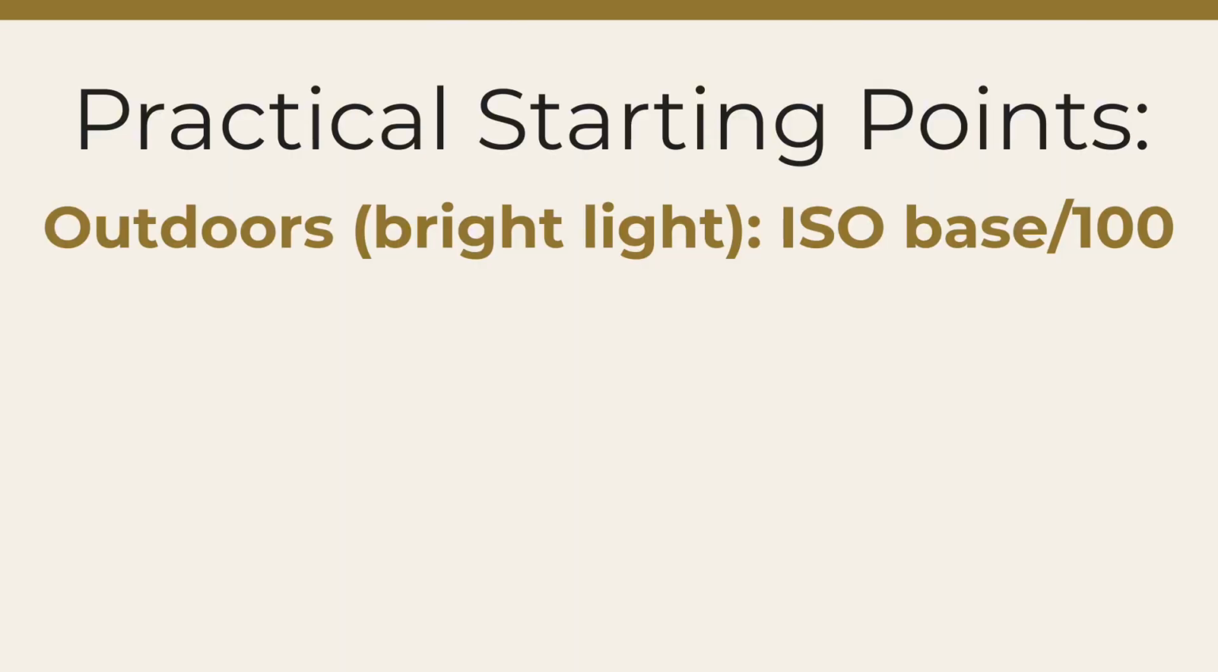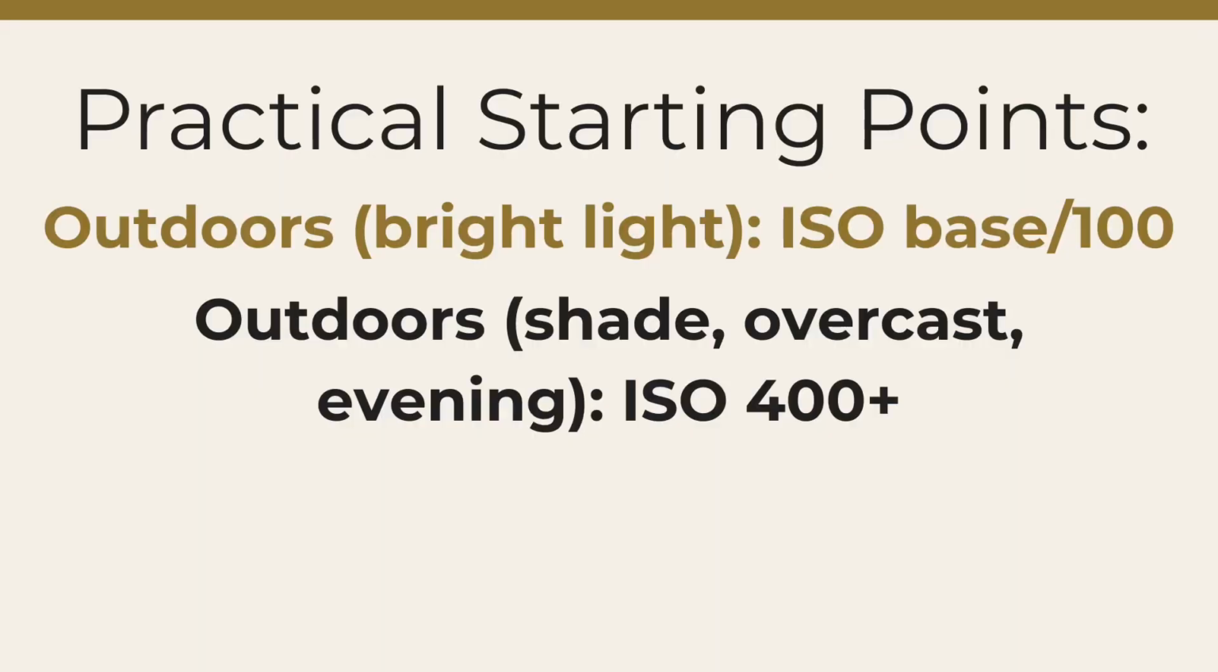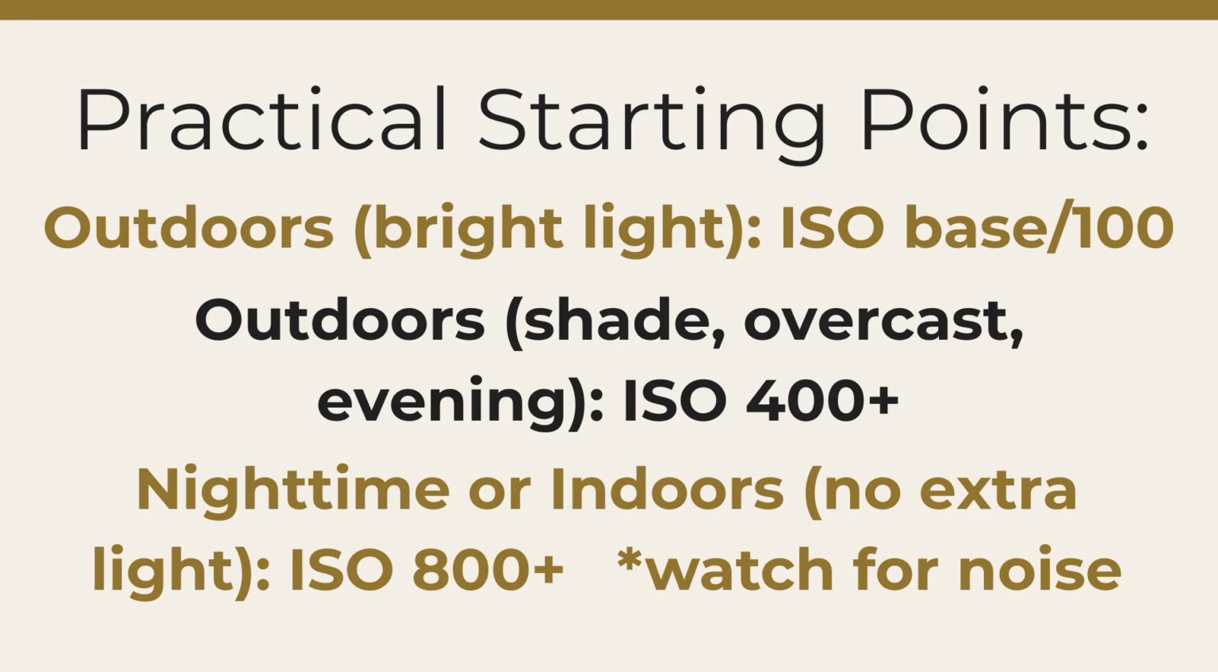If you're shooting outdoors in good light, start at ISO 100 or whatever your native base is. If you're shooting outdoors in shade or overcast or later in the day and you're not able to add light to your scene any other way, start at ISO 400. And if you're shooting at nighttime or indoors without any supplemental lighting like flash or constant lighting, expect to push your ISO to 800 or 1600 or even higher, depending on how dark the space is. But watch your images for visible noise as you increase your ISO.